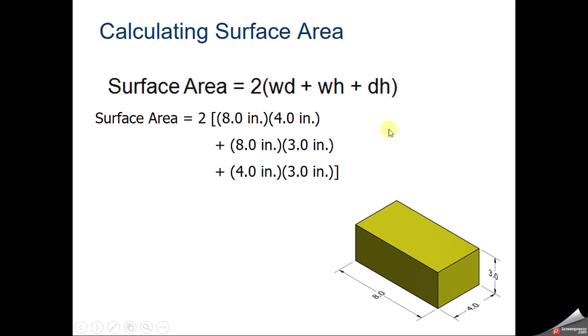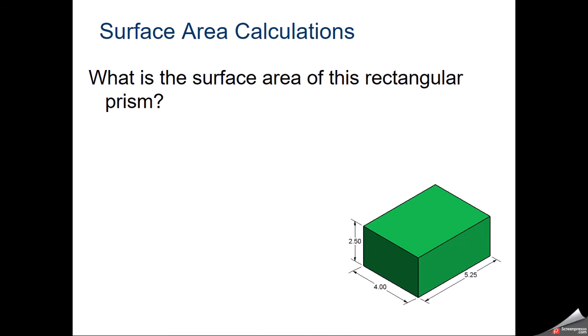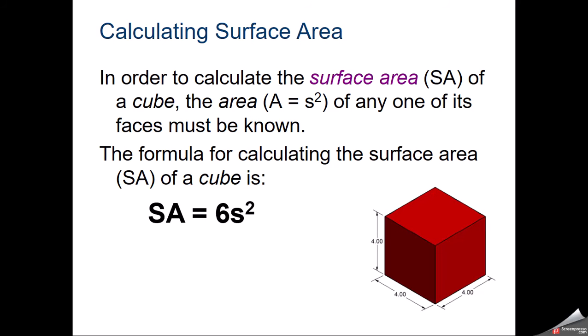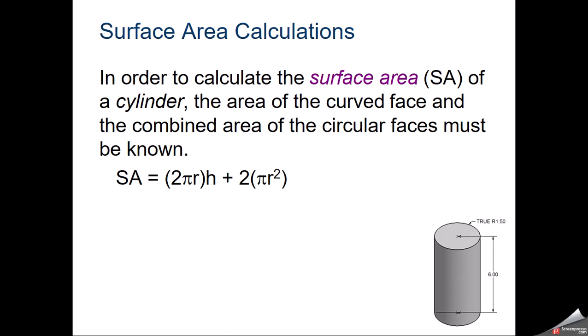So plug in the 3 different sides: width times depth, width times height, depth times height. Calculate the surface area of that rectangular prism. So go through the work again, plug in, plug in, plug in, plug in, and you've got an answer. Surface area for a cube: all the sides are the same, so just take 1 and multiply it by 6.